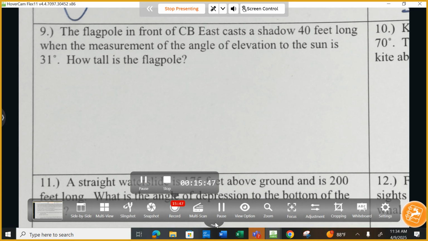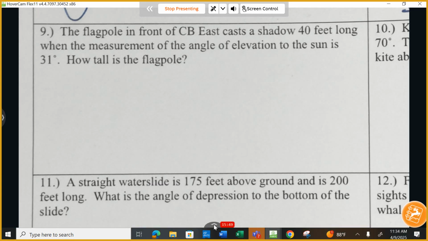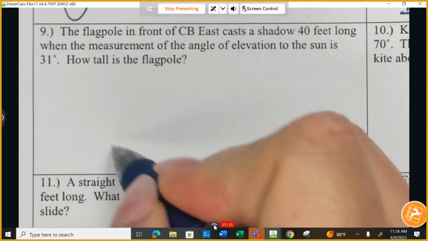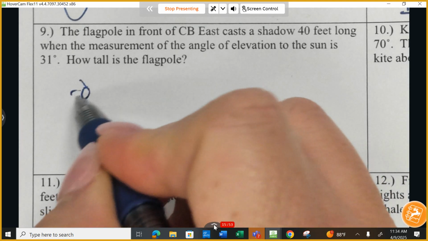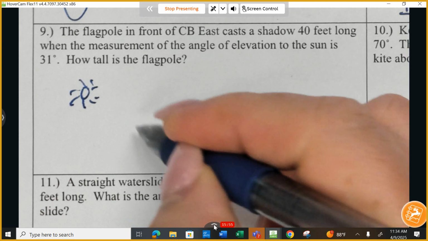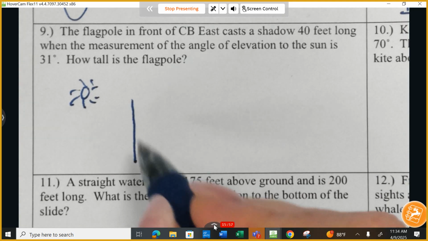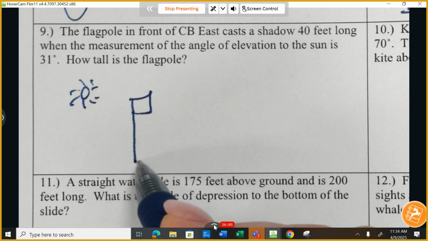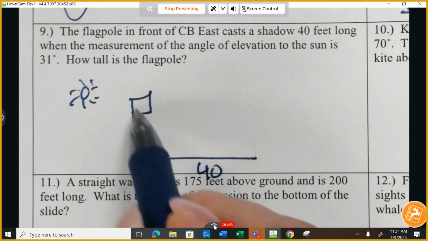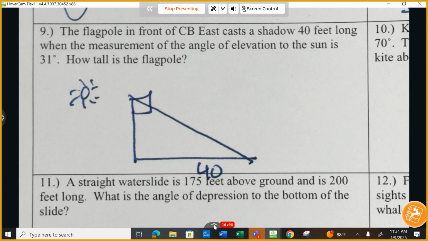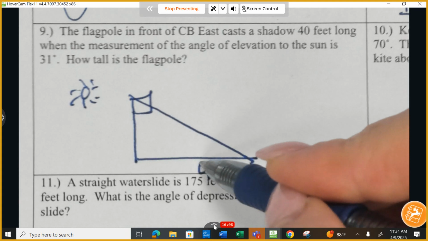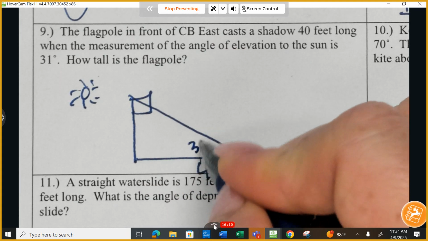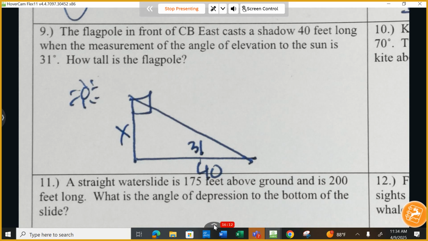Let's look at number 9. It's the last problem in this video. All right, we got a flagpole, and this flagpole is going to create a shadow. So let's go ahead and draw our sun. Here's our flagpole, right? And it's going to create this shadow that's 40 feet long. And it says the angle of elevation all the way up to the sun is 31. We want to know how tall is the flagpole.